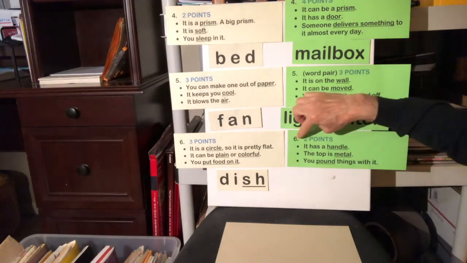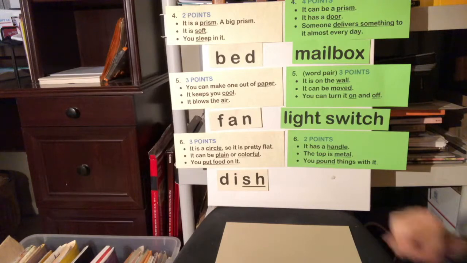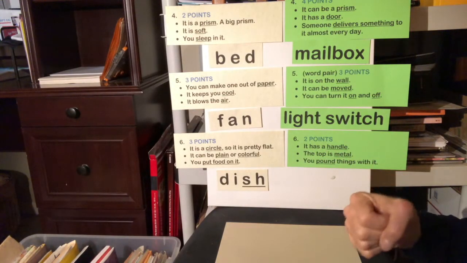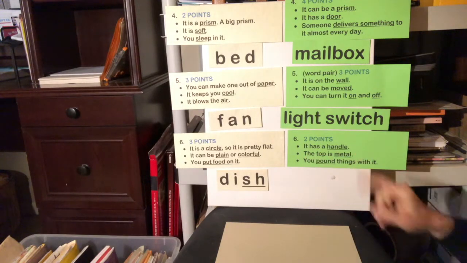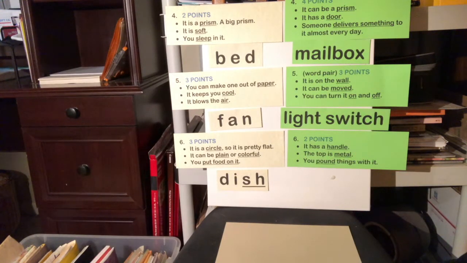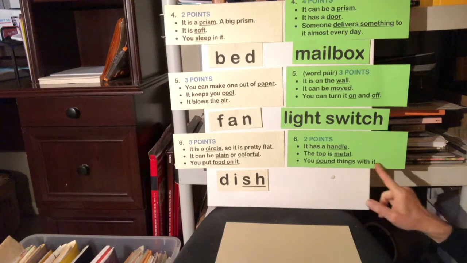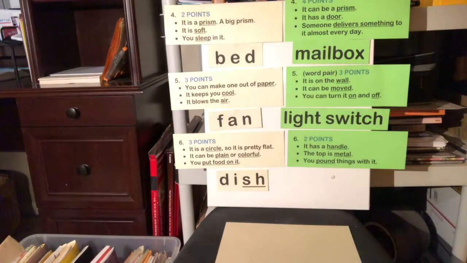First graders, your 6th clue is worth 2 points. It has a handle, something to hold on to with your hand. The top is metal. You pound things with it. It has a handle, the top part is metal, and you pound things with it.